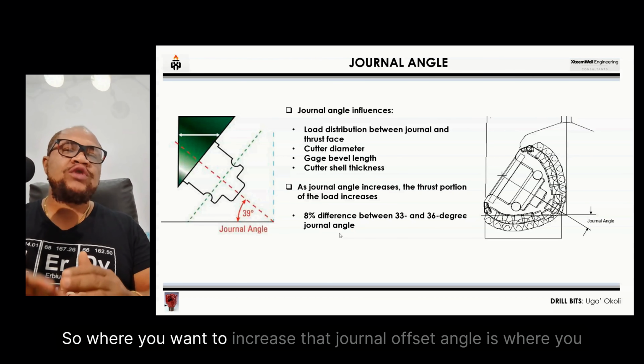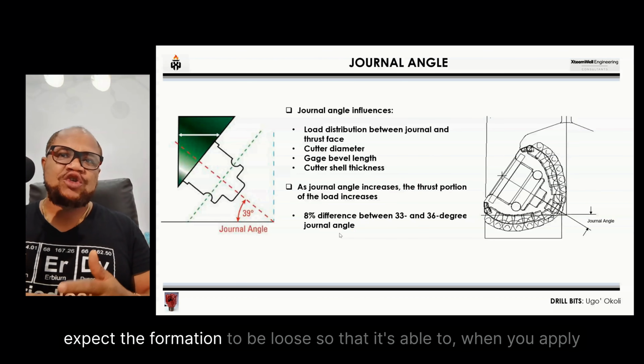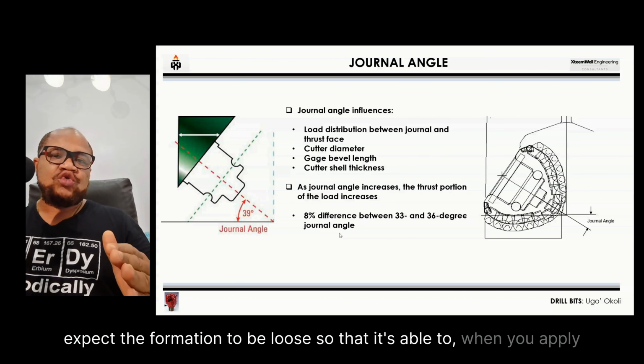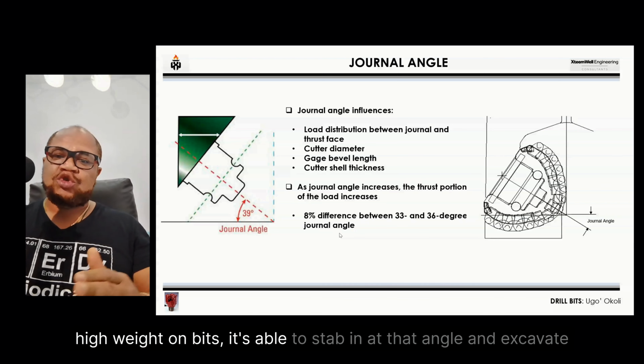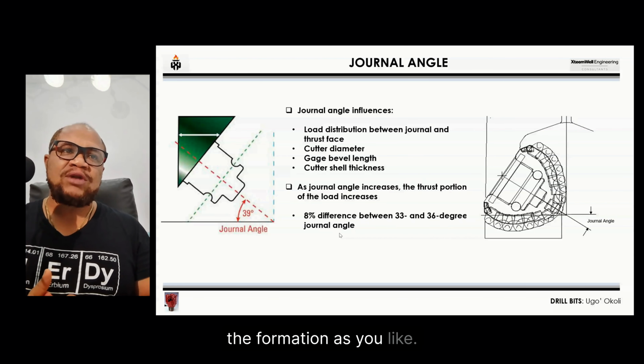So where you would want to increase that journal offset angle is where you expect the formation to be loose, so that when you apply high weight on bit, it's able to stab in at that angle and excavate the formation as you like.